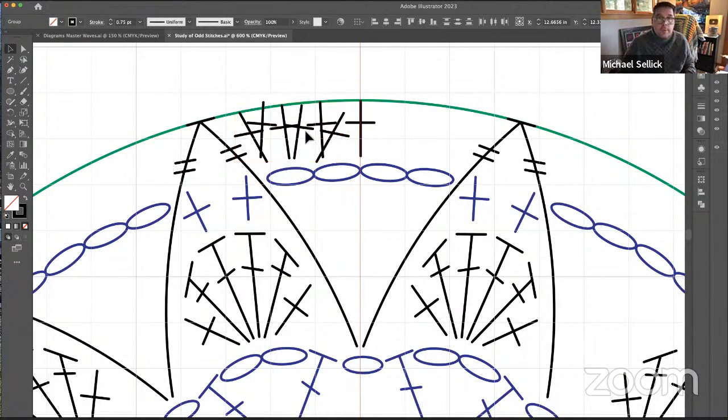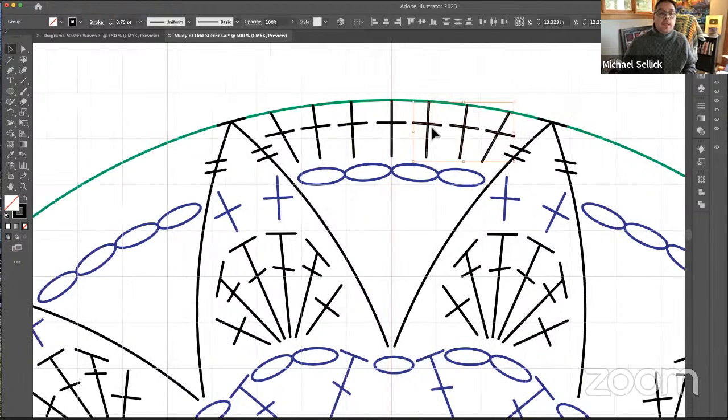I find myself not breathing when I do this stuff because I'm so concentrated on it. And I'm joking that I have no oxygen. And does that make any sense?